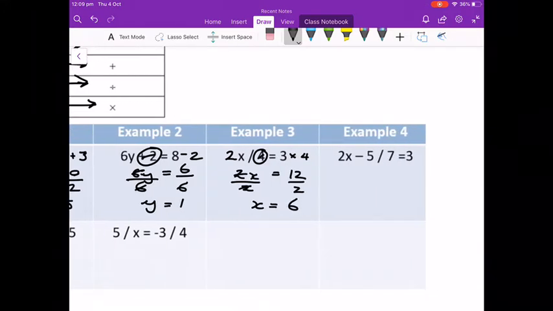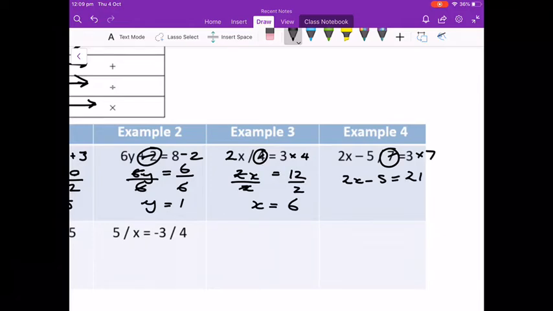So x equals 6. Our last example is 2x take 5 divided by 7 equals 3. So the opposite of divided by 7 is times by 7. So 2x take 5 equals 21.